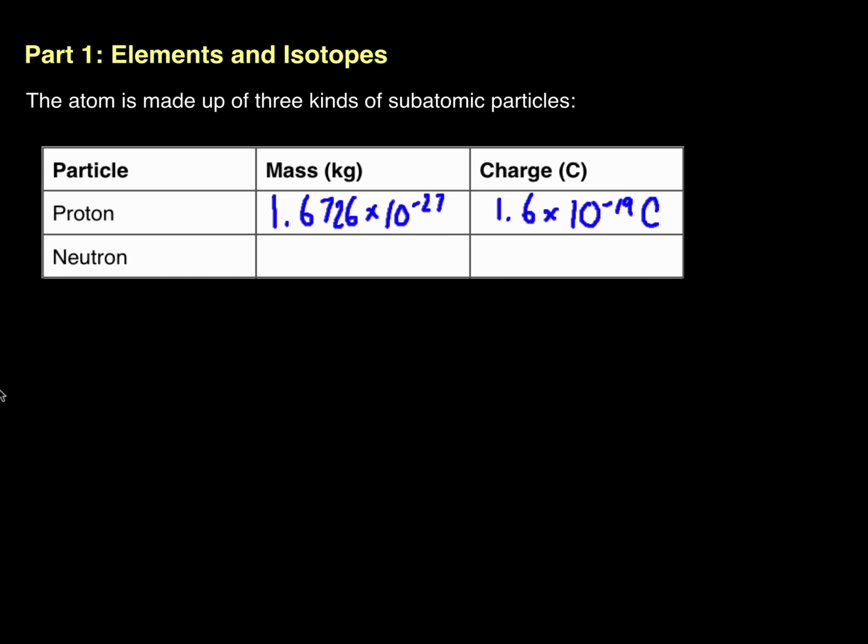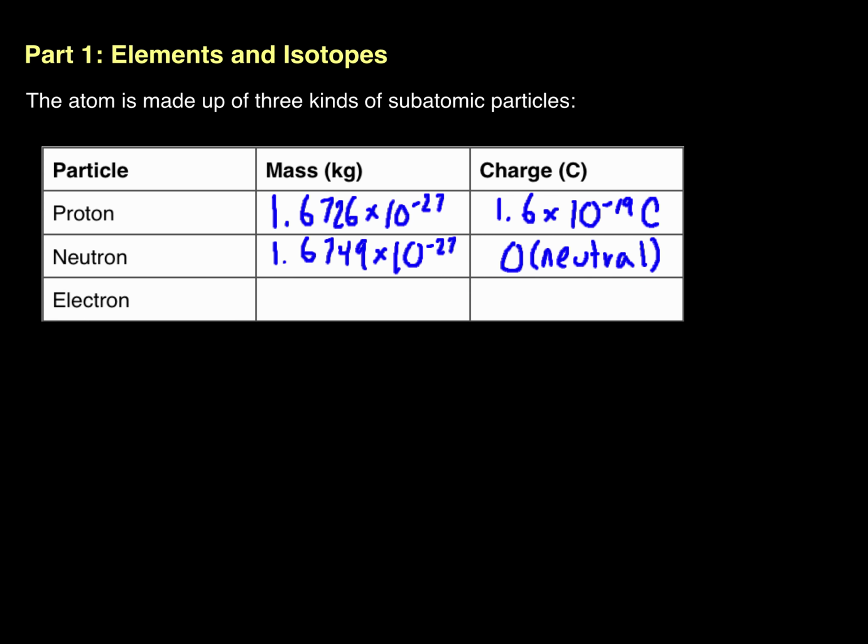The neutron is slightly heavier than the proton. It has a mass of 1.6749 times 10 to the minus 27 kilograms, and a charge of 0 coulombs because it's a neutral particle, hence the name the neutron. The electron is the smallest of the subatomic particles, with a mass of 9.1094 times 10 to the minus 31 kilograms, and a charge the same as a proton, 1.6 times 10 to the minus 19 coulombs, except negative.